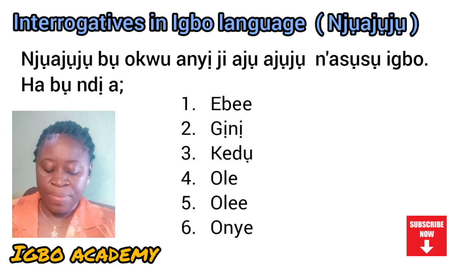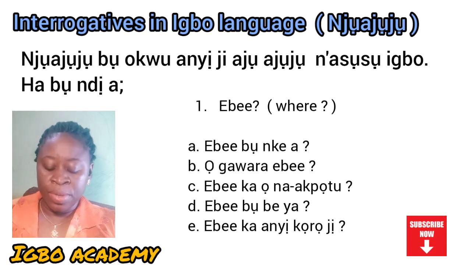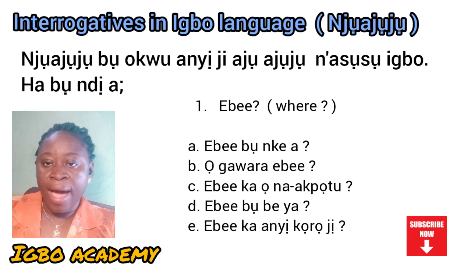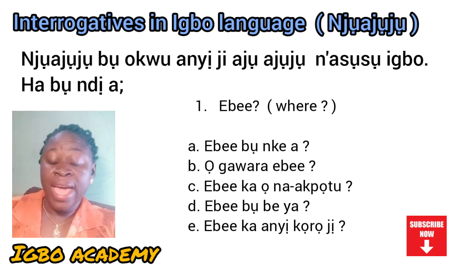Ha bụ ndị a. Number one example is Ebee. The meaning of Ebee is where. And if we should use Ebee in a sentence, we have Ebee bụ nke a. It means, where is this?